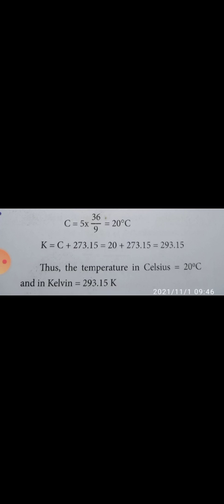Next we have to find the Kelvin. What is the equation which gives the relation between the Kelvin scale and Celsius scale? K equals 273.15 plus Celsius. Substitute the value of the Celsius reading, that is 20 plus 273.15, then we get the Kelvin scale reading, 293.15. So the temperature in Celsius is 20 degrees Celsius and the temperature in the Kelvin scale is 293.15 Kelvin. This is the first numerical problem.